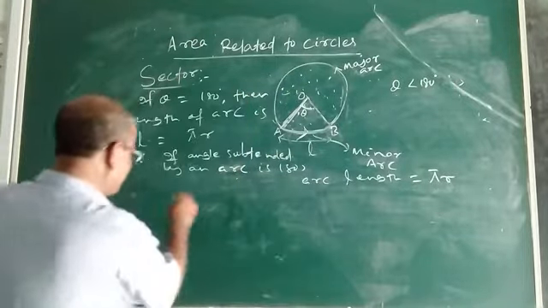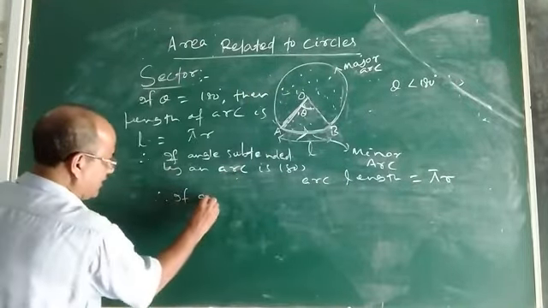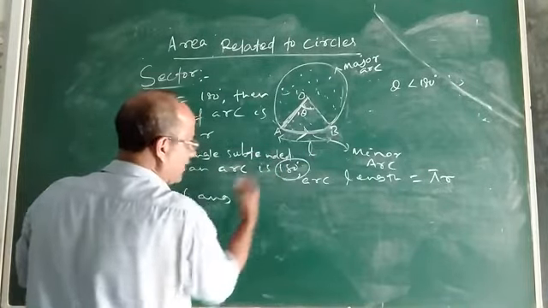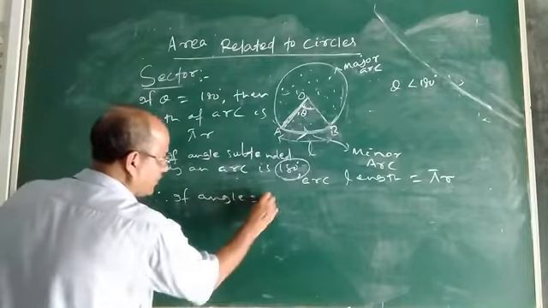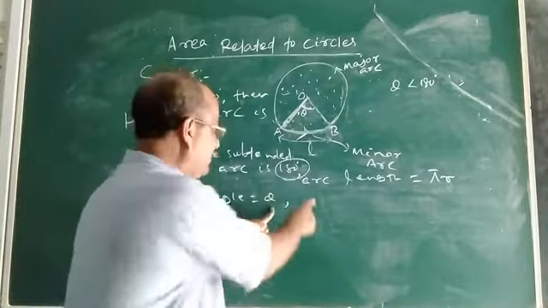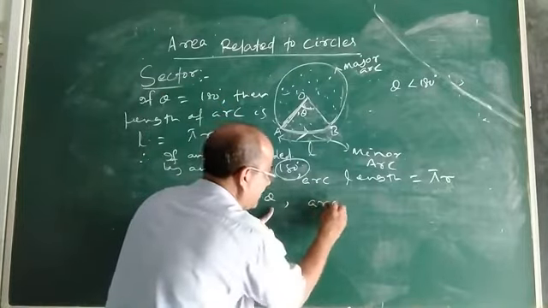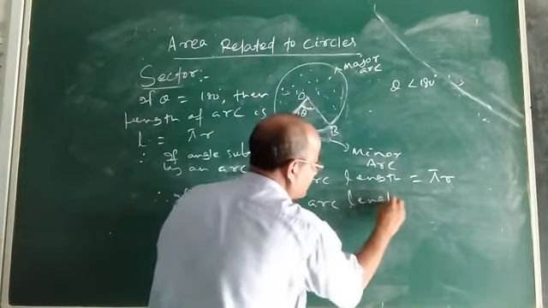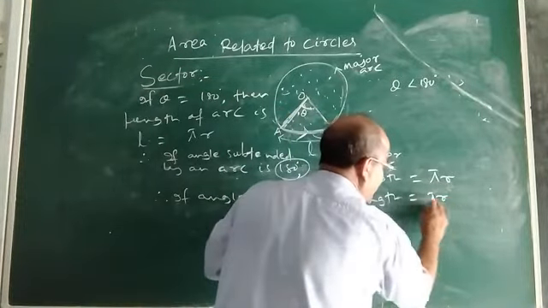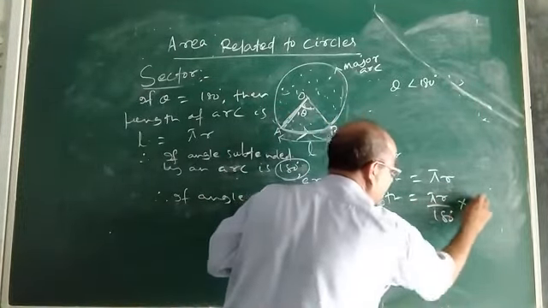Then what will happen if the angle is theta instead of 180 degrees? That means if the angle subtended by the arc at the center is theta, then what will be the arc length? Then arc length will be equal to pi r by 180 into theta. You see, pi r by 180 into theta.